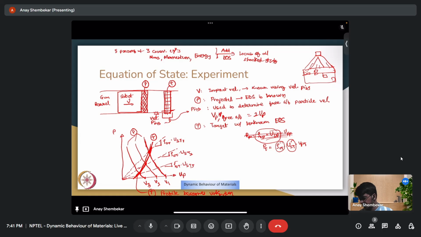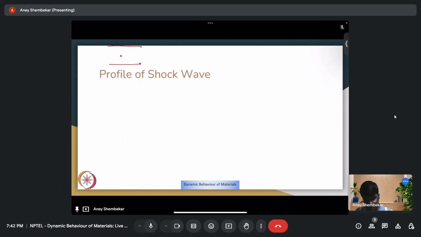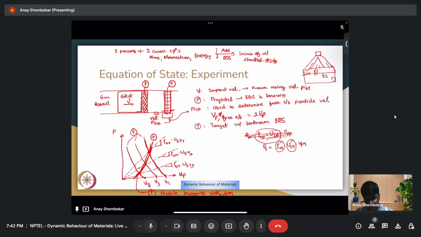Next part is a small brief on the shock wave profile. Yes, go on. Yes, sir. Actually, how do we find the slope of the Rayleigh lines? Because in the previous discussion we found that the slope is rho naught squared US squared, but here we just find it with the rho naught US calculation. So how do we calculate that?